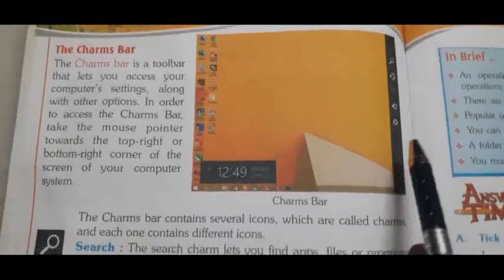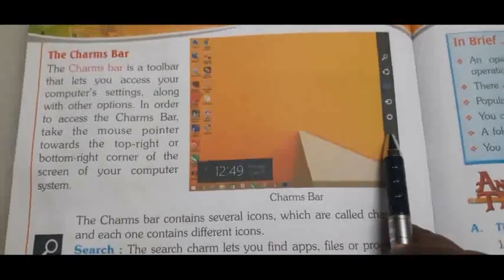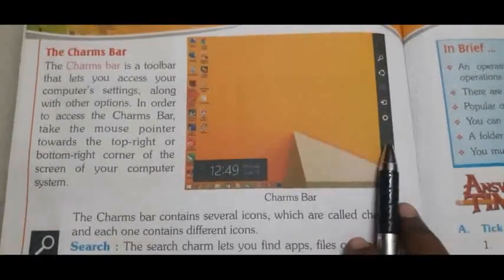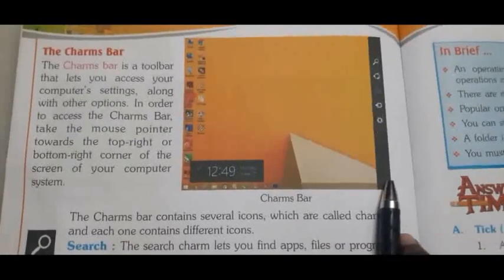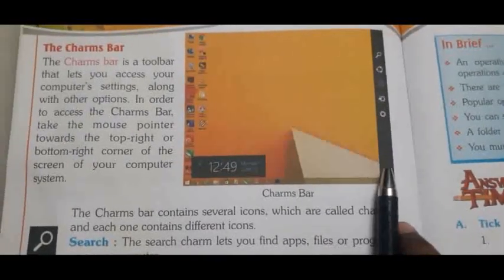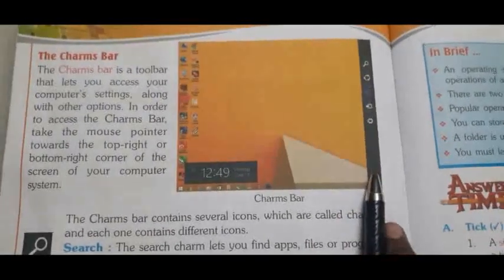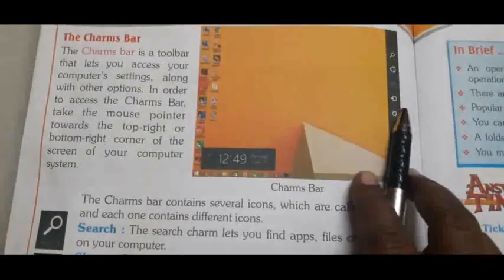If you want to change your computer settings, you have to change from this charms bar. Where is this charms bar? This is at the right side of the computer screen. If you want to work with this charms bar, keep your mouse pointer in the top right or bottom right. Some options are there in this charms bar.